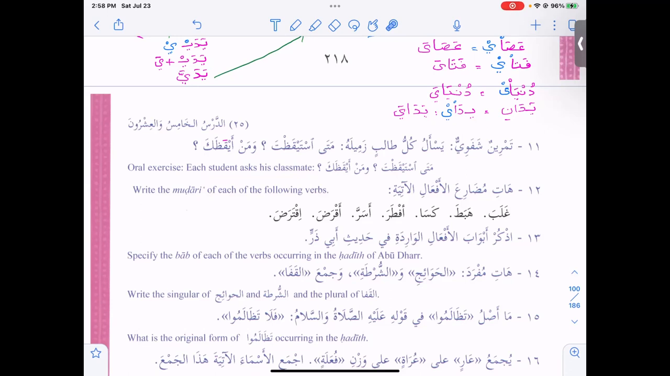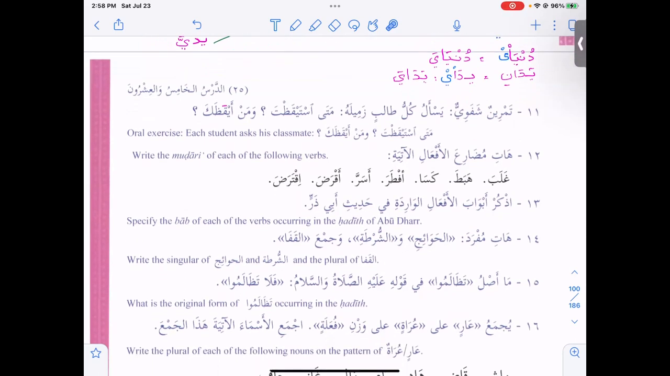Mata istaikasta, mata istaikasta, form 10. Istaikasta, form 10. Man aikazaka, man aikazaka, form 4.